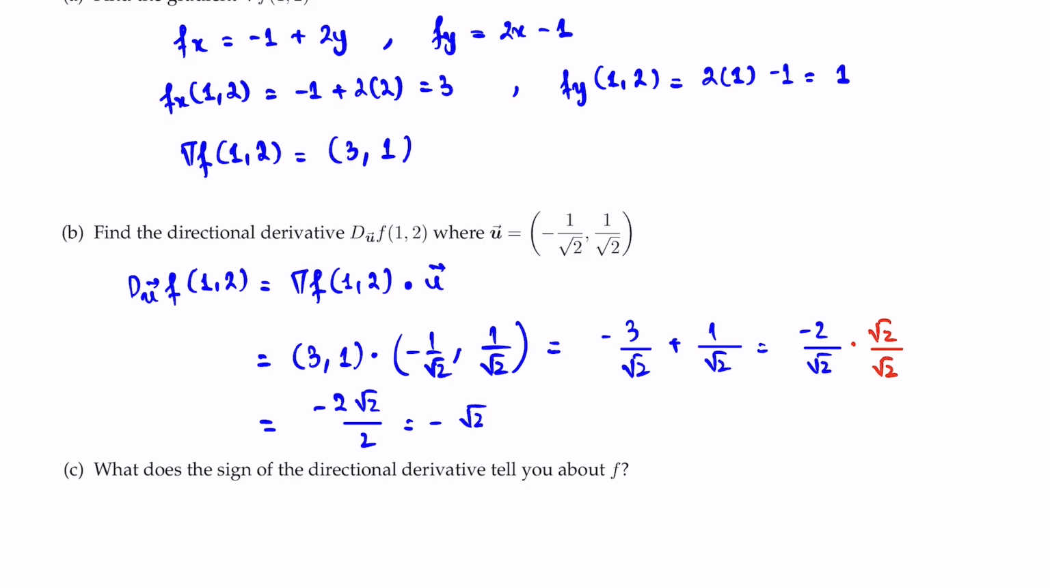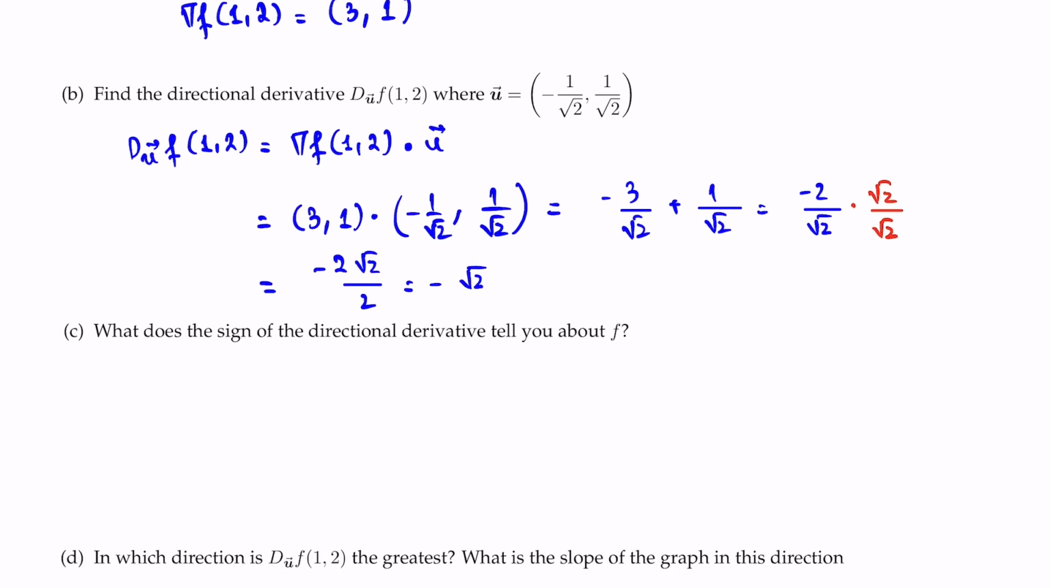The next question asks, what does the sign of the directional derivative tell you about f? Since the directional derivative of the function at the point 1 comma 2 in the direction of the unit vector u is equal to negative square root of 2, which is a negative number, the function is decreasing in the direction of u. So if you stand at the point 1 comma 2 and you want to walk in the direction of u, you're going to go down in that direction.